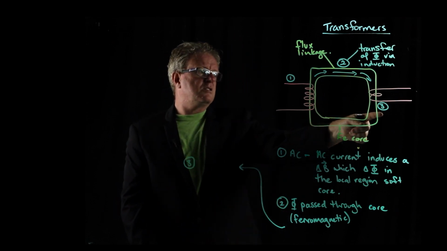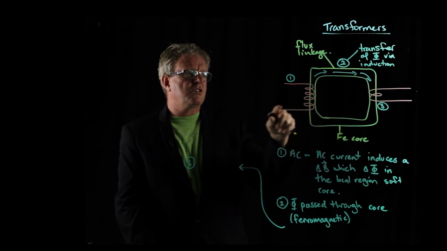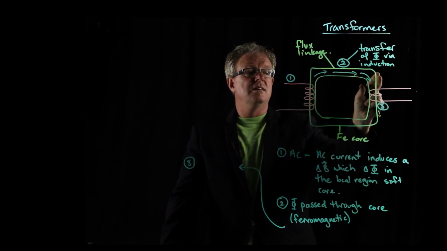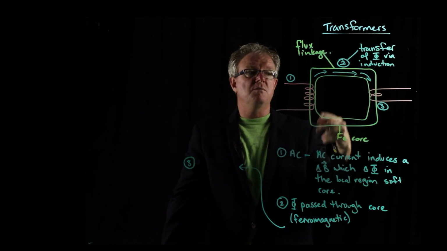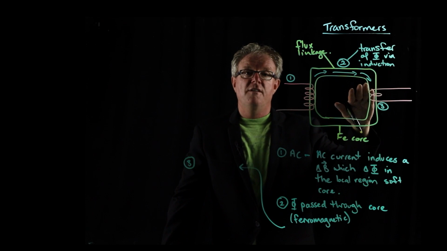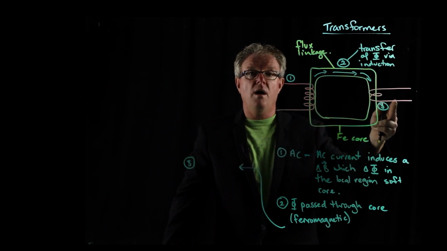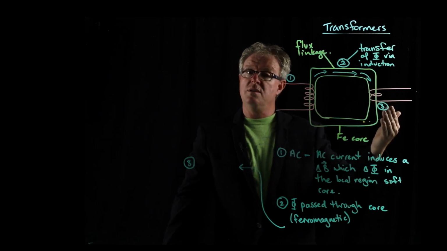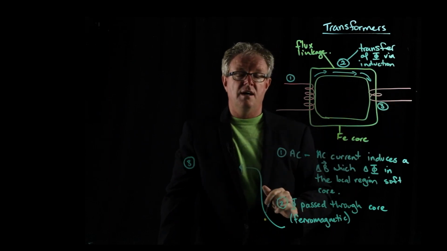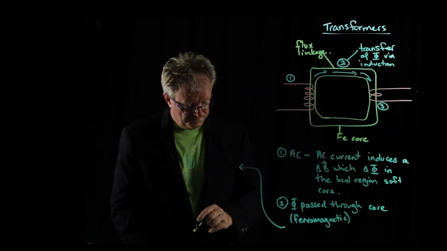When it gets to position 3, we then have this conversion from magnetic energy back to electrical energy by, of course, this change in flux causes an induced EMF in the wire, and that induced EMF creates a current, and then of course we have electrical energy there.